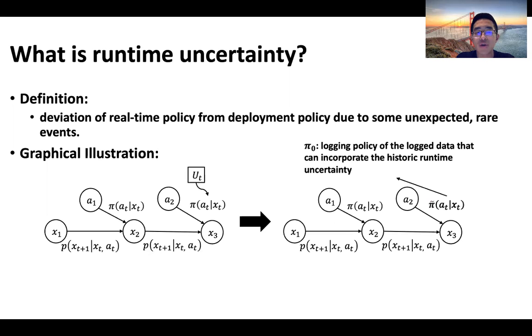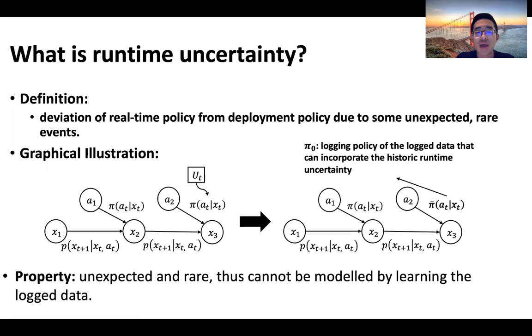incorporate historical runtime uncertainties. One crucial property of the runtime uncertainty is that it is unexpected and rare. For example, in this month, we observe some abrupt events, but they never appear again next month, and some other events occur. So we cannot model the runtime uncertainties by learning from the log data.